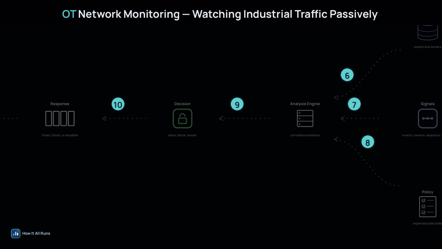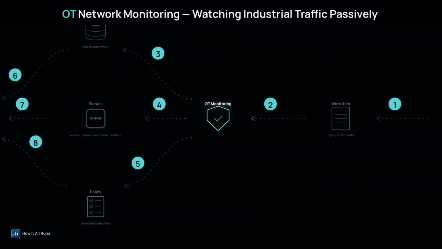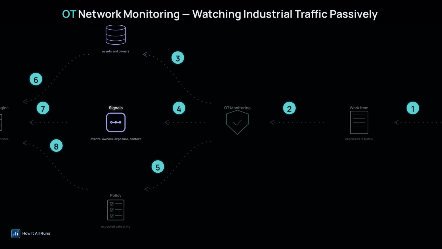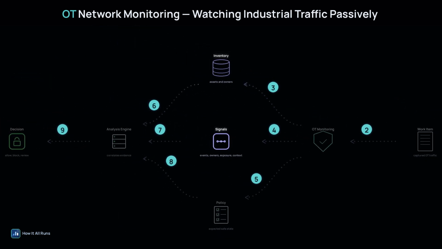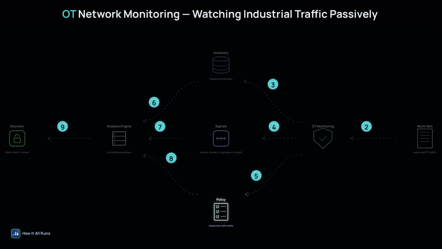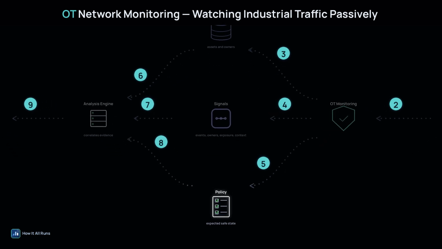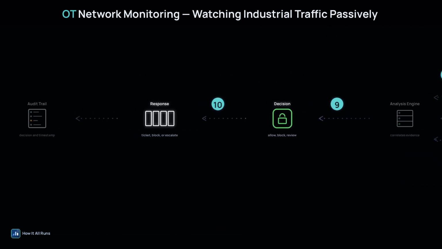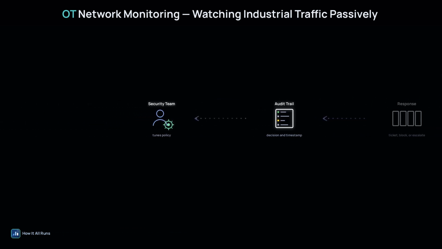OT network monitoring, watching industrial traffic passively, is useful because it makes this security decision repeatable instead of lucky. Context changes priority. The same signal can matter more on a critical asset than on a lab system. Policy keeps the tool aligned with business risk instead of treating every signal the same. The response should match the risk: observe, ticket, block, quarantine, or escalate. The audit trail closes the loop by proving what happened and why.